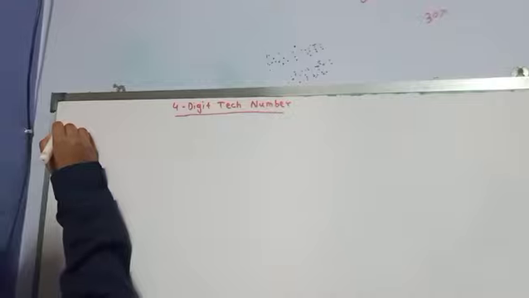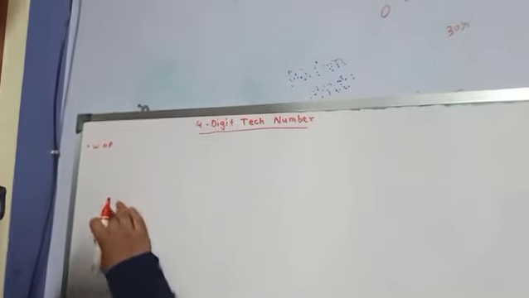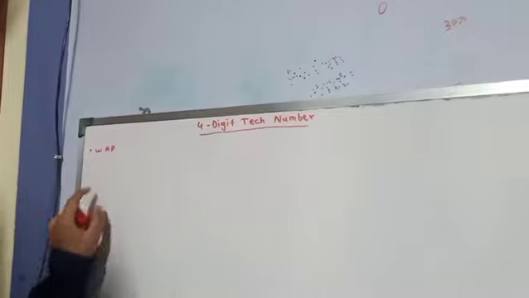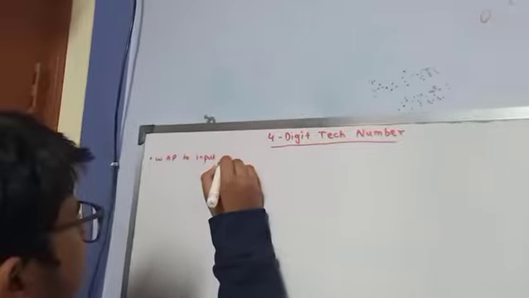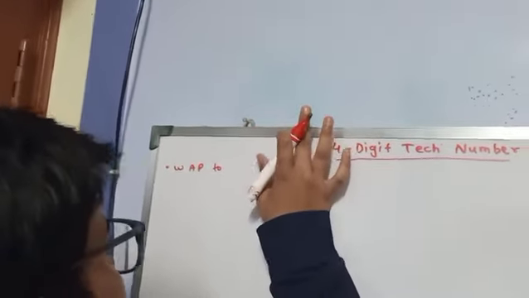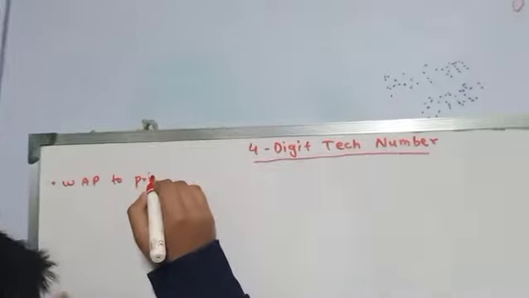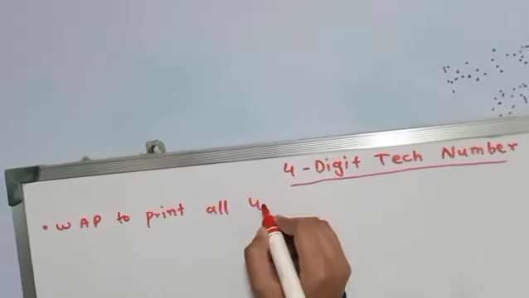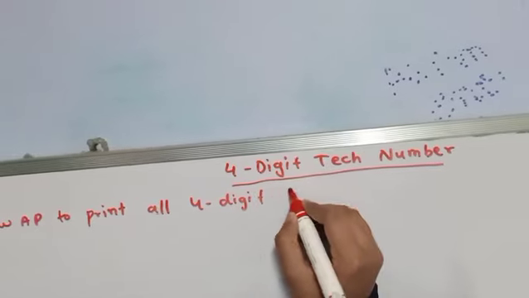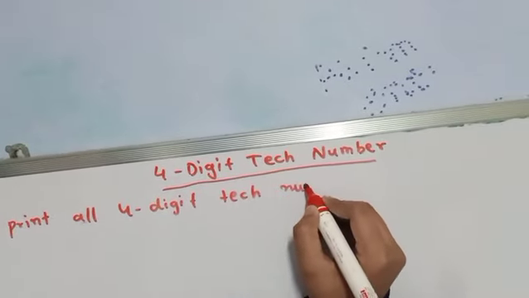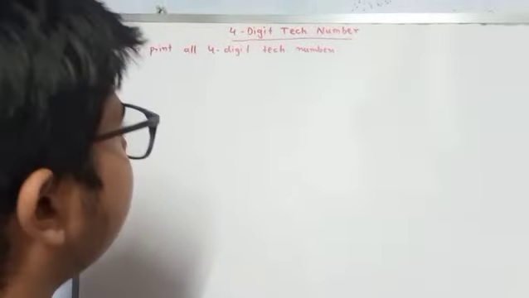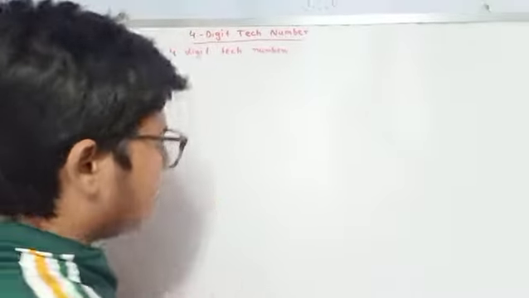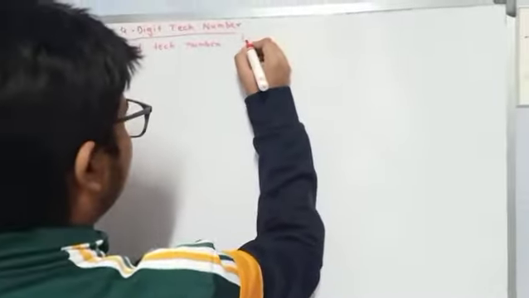The question is, write a program. The short form of write a program is WAP. WAP to print all 4-digit Tech numbers. So in this program you are not asked to input any value, you are simply asked to print all 4-digit Tech numbers. So let's understand what is a Tech number.